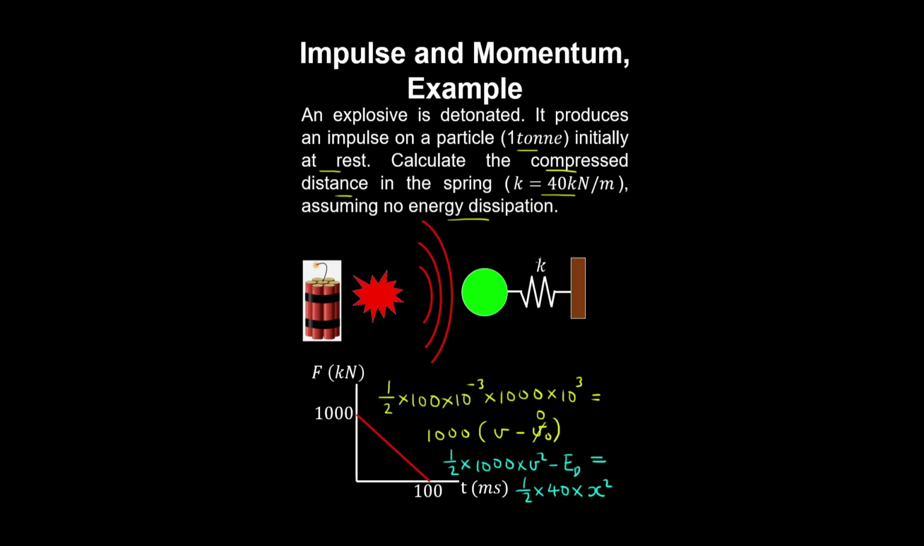And when this spring is compressed, the velocity of the mass will be 0, so the kinetic energy is 0. So since we assume no energy dissipation, we ignore this, and then substituting the velocity from the impulse-momentum equation, you can find the compressed distance of the spring.